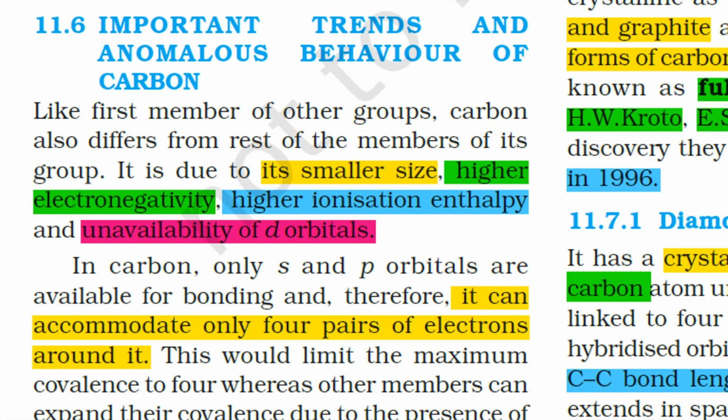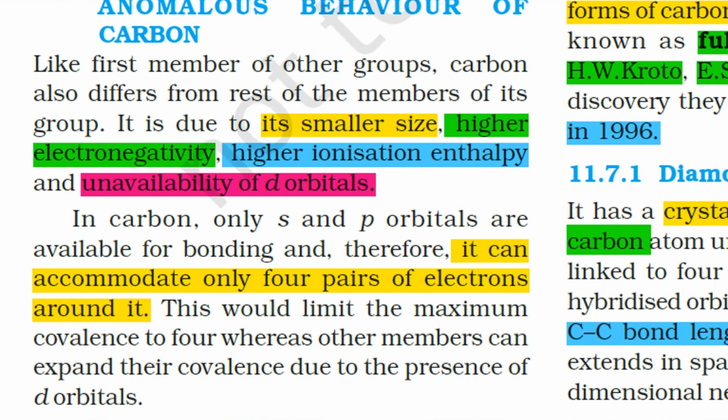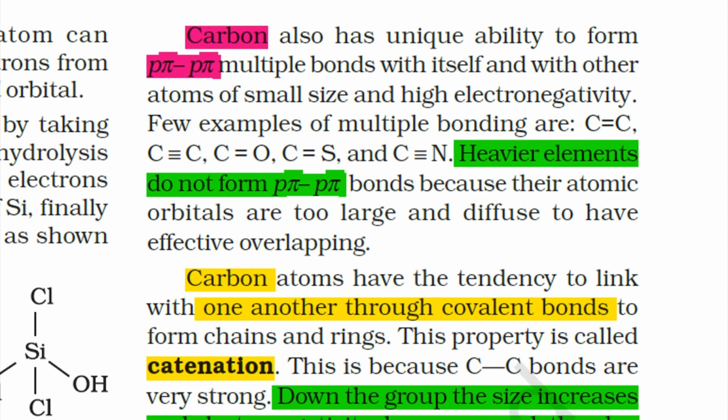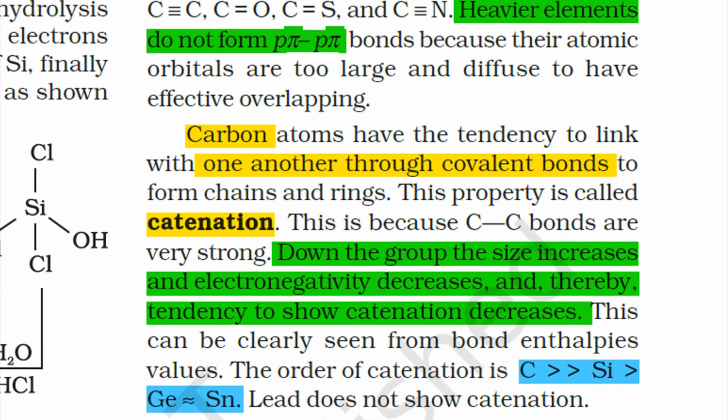Next, 11.6, important trends and anomalous behavior of carbon. Carbon has a small size, higher electronegativity, higher ionization enthalpy, and no d orbitals. So it's different from the others, and hence the anomalous behavior. It cannot expand its covalency beyond 4, and it forms p-pi multiple bonds only with itself and with other atoms of small size and higher electronegativity like oxygen, sulfur, nitrogen. But heavier elements do not form p-pi bonds because their atomic orbitals are too large and diffuse to have effective overlapping.